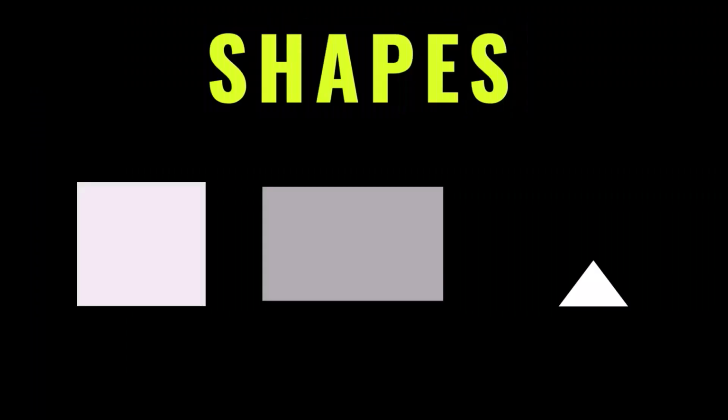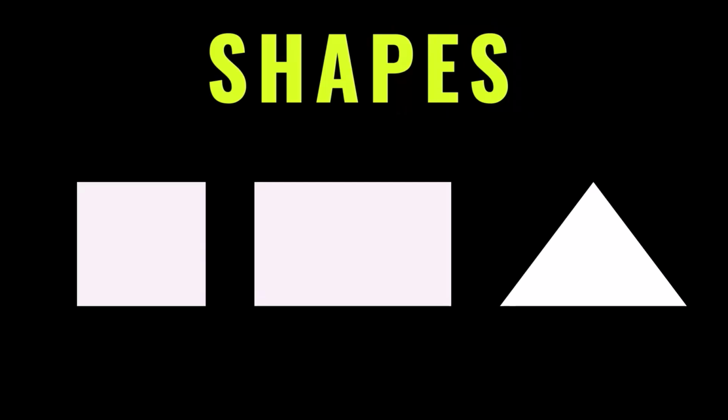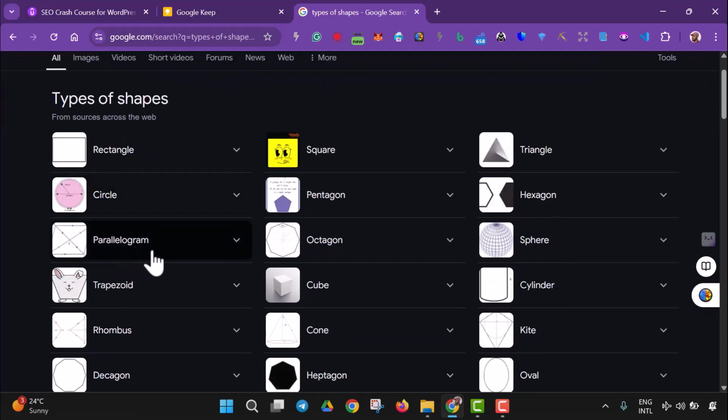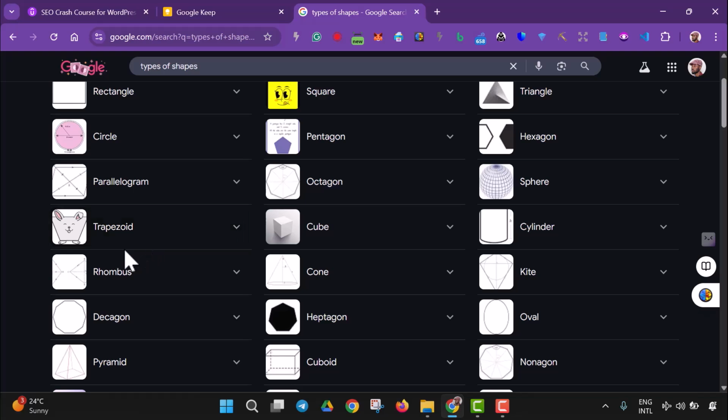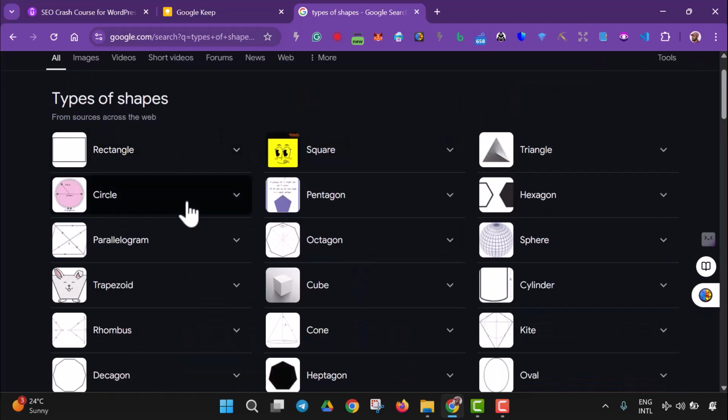We have the shapes, and the shapes are of different types. We have the square, we have the rectangle, and we have the triangle, as you could see right now. So we have different types of shapes. We have the rectangle, the circle, the parallelogram, the trapezoid, the rhombus. So we have a whole lot of shapes, but the few we could talk about, you could analyze from here. But there is more to shapes we're going to talk about.